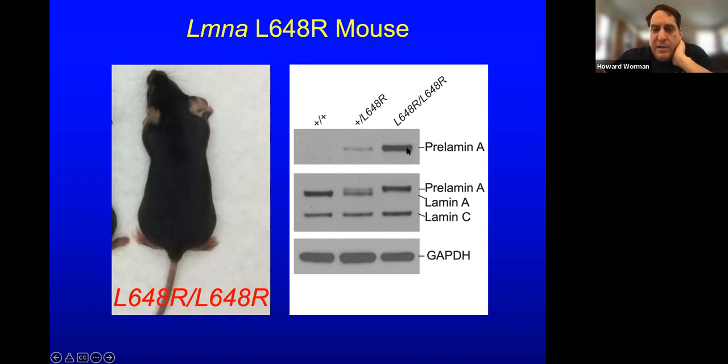If you look at these mice, I think these are homogenates of liver from these mice. These are wild type mice. There's no Prelamin A. In the heterozygous mice, there's Prelamin A, and you can see about roughly equal amounts of Prelamin A and Lamin A, maybe a little more Lamin A. And if you look at the homozygous mice over here, these mice express only Prelamin A and no Lamin A, just like the patients with restrictive dermopathy.